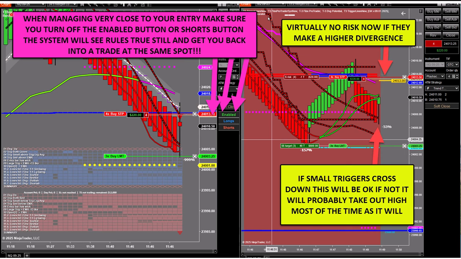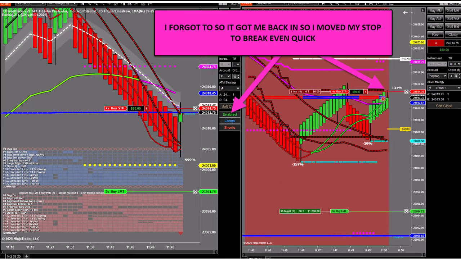Now, this is a warning. I put this one on here because I messed it up myself personally. When you're managing very close to where you got in the first time, think about it. If you leave your strategy enabled, it's going to say, hey, the rules are still true, and we're still on the same bar. Get back in again. So it's very important that you disable your strategy if you're going to manage close to where the prior entry was. And I didn't, and it actually did get me back in, and I was like, oh.